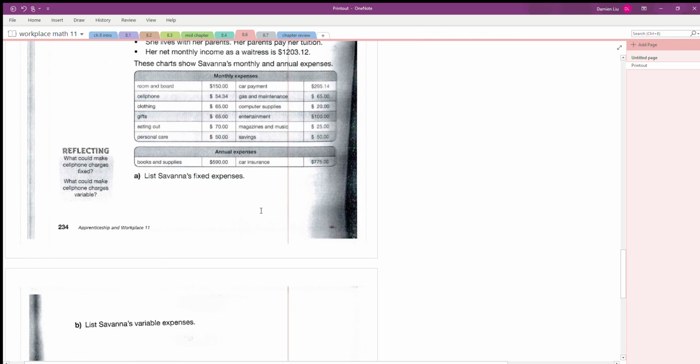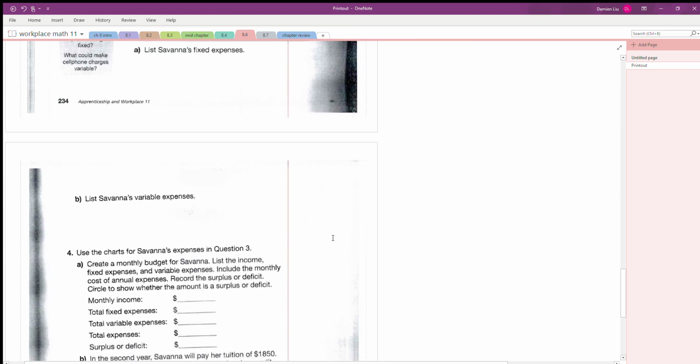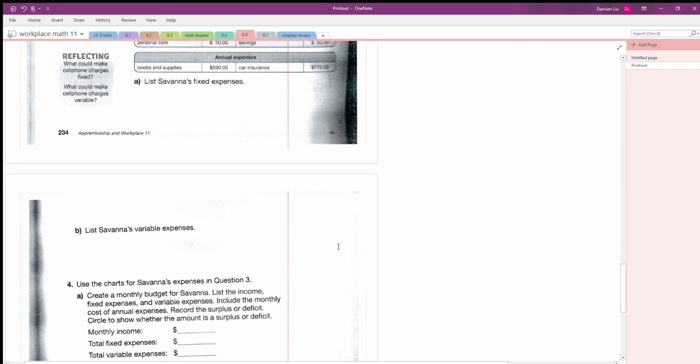And then what you're asked to do is just to list down here from this list which ones are fixed expenses. In other words, they don't change month to month. Okay, so go ahead and do that. And then list her variable expenses. All right, so if you could do that, that'd be great.